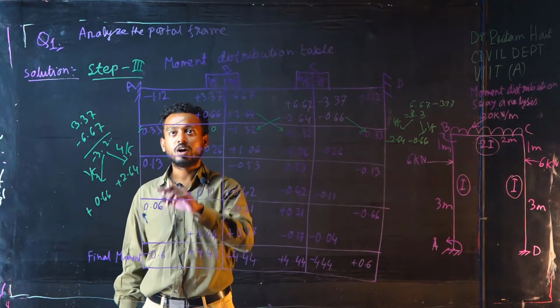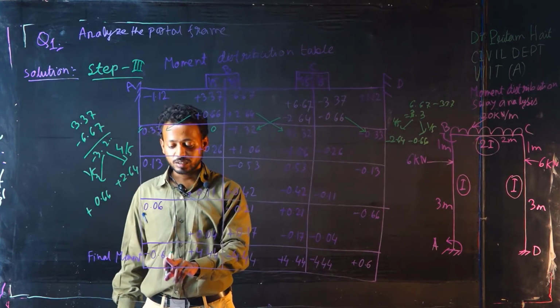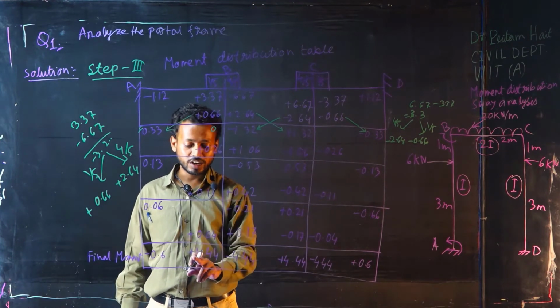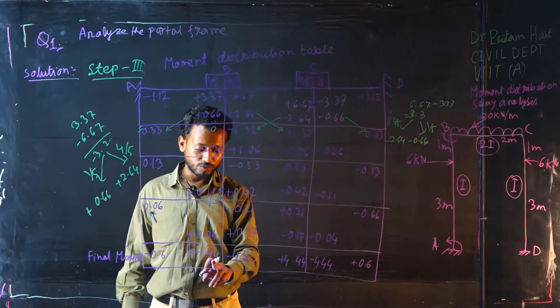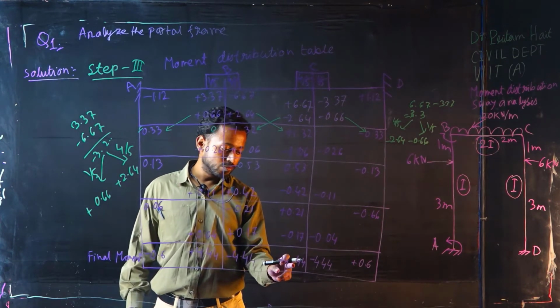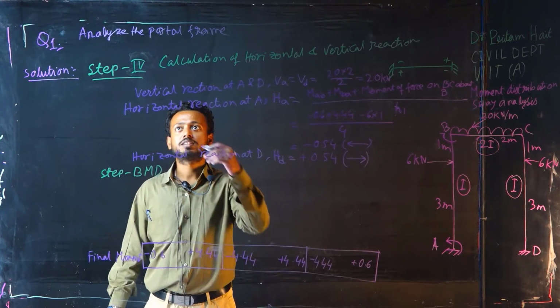Now you add these moments, I got negative 0.6, add all these moments, I get positive 4.44, here negative 4.44, positive 4.44, negative 4.44 and 0.6. So let's start step 4.